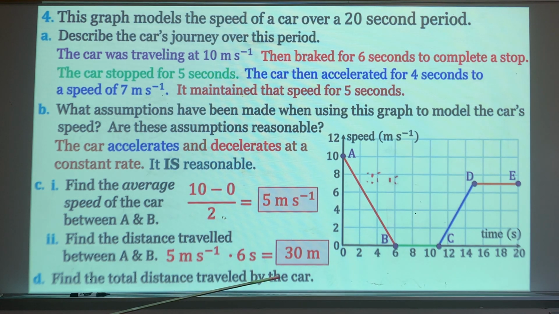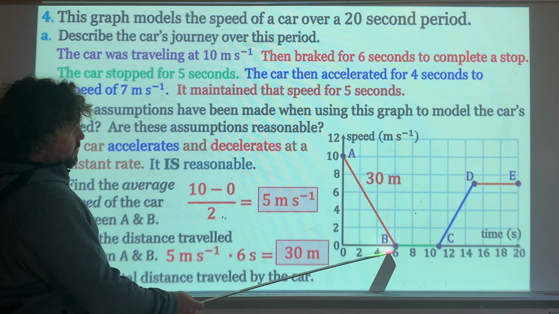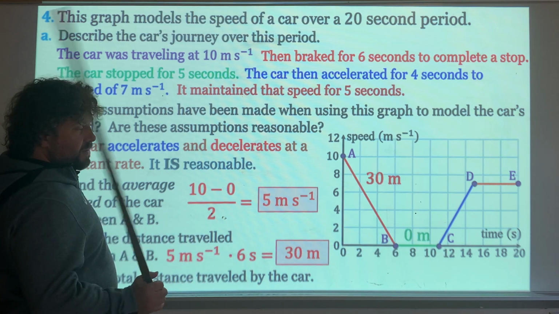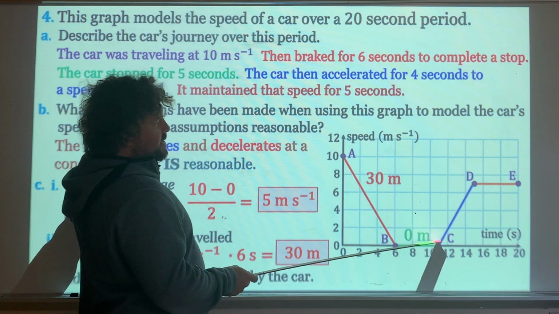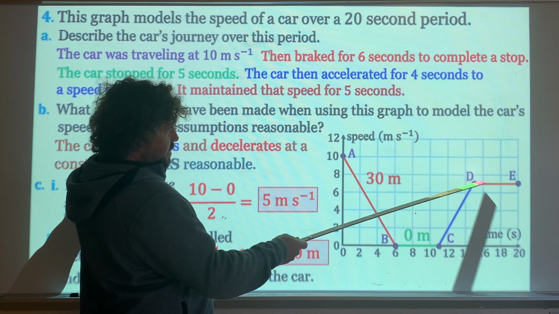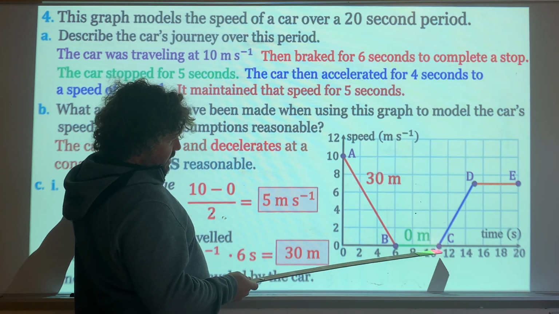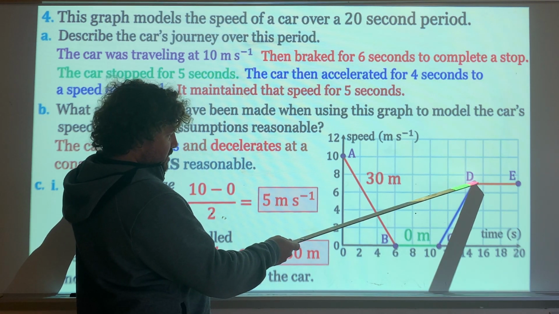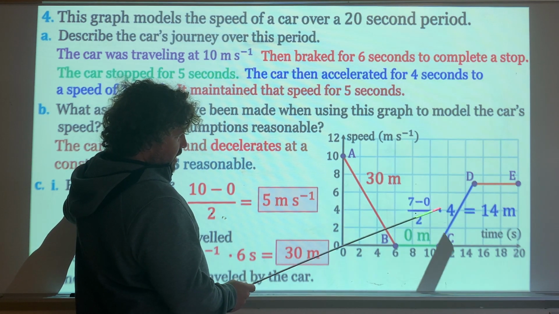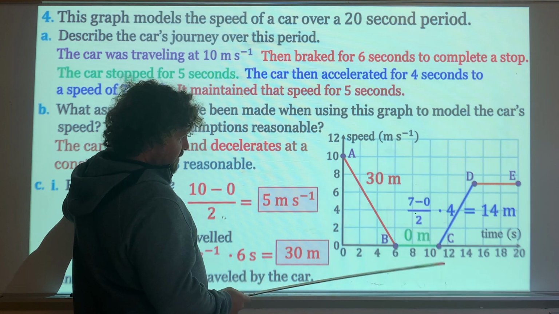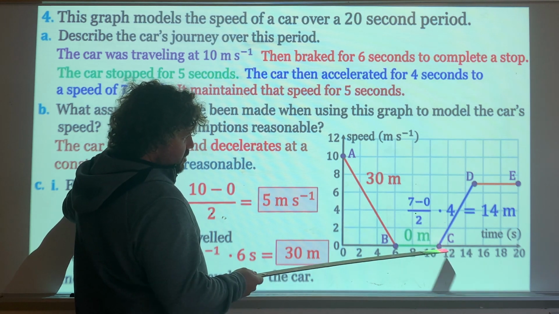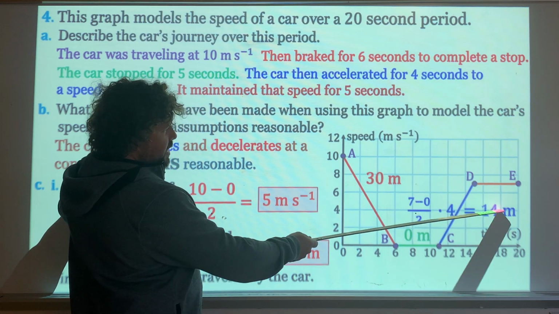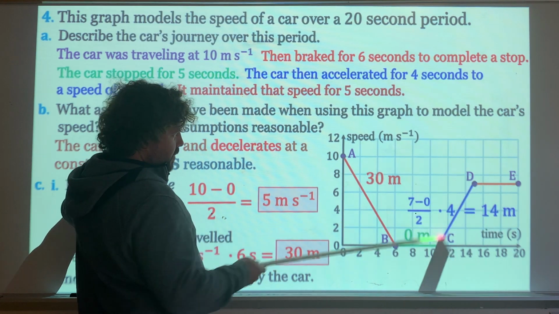All right, total distance. Well, this one you're traveling 30 meters. Right here, in this green spot, you're not moving, so you travel 0 meters. If you go from C to D, you want the average speed here. The average speed is between 0 and 7, so it's 3.5. 7 divided by 2 is 3.5, and you're going 4 meters. So 3.5, 7 minus 0 divided by 2, 3.5 times 4 is 14 meters. So this blue one, you go 14.